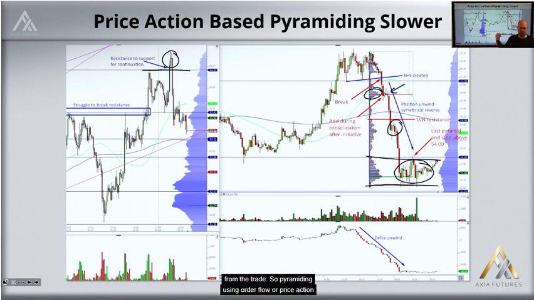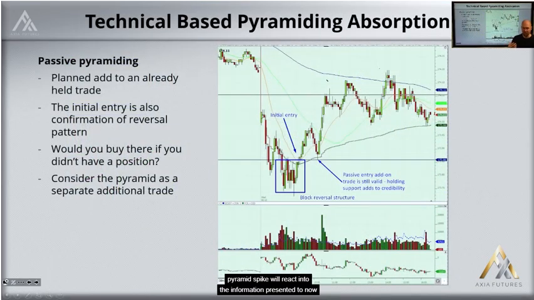So pyramiding using order flow or price action is very much a case of being able to look at something and have a pre-plan as to what you want to see to pyramid, not necessarily being able to define where precisely you're going to pyramid. It's about reacting to the information presented to you.